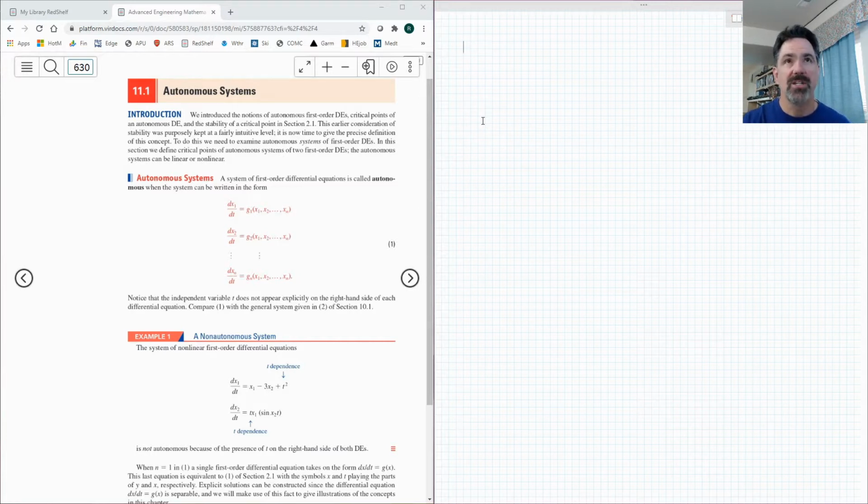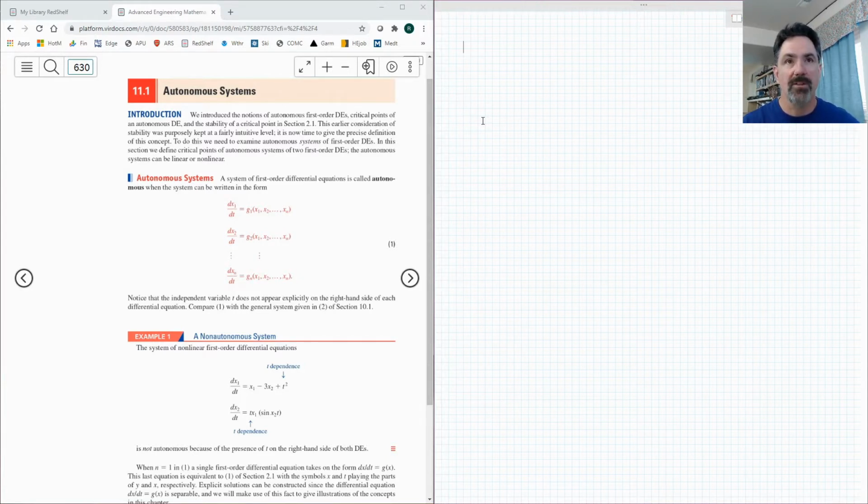So starting on page 630, there's a description here for autonomous systems along with an example of what an autonomous system is, which is the set of equations labeled 1. And this is, again, as it is in almost all textbooks, just a general representation. And they note for us, very importantly, that the independent variable, in this case t, does not show up in any of the equations, and that's what makes it autonomous. And then, of course, example 1, they give us an example of something that's non-autonomous.